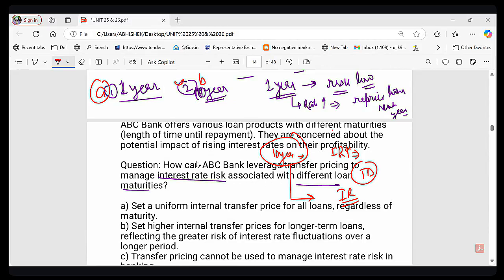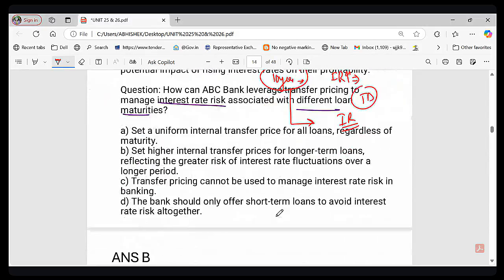So the long term loan carries more interest rate risk, making it more expensive internally, and this helps the bank reflect the true cost and manage its risk exposure. So the correct answer to this question is obviously option B, because it sets high internal transfer pricing for longer term loans, reflecting the greater risk of interest rate fluctuation. Why not the other options? Option A says set a uniform internal transfer pricing for all loans. This is wrong because there is no one size fits all price.